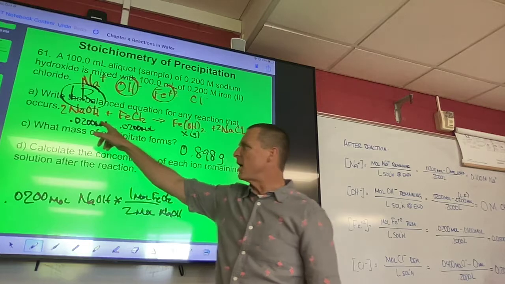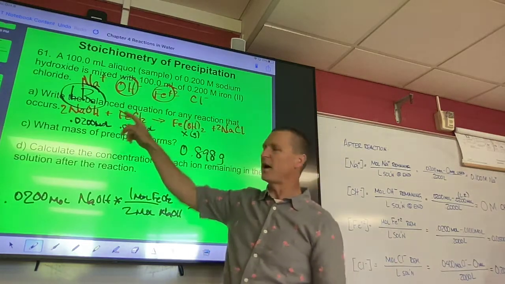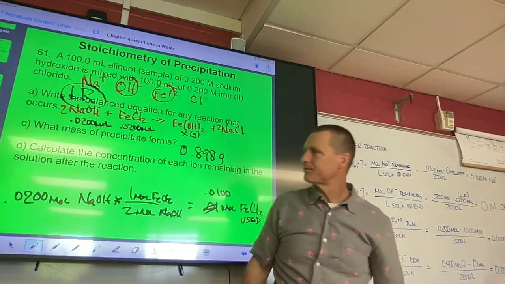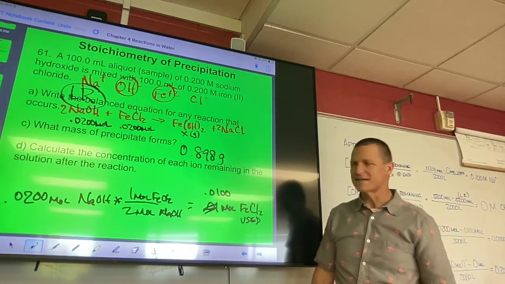The hydroxide is all gone. It's 0 because it was the limiting reactant. The iron is lower than it would have been because some of it got used. That's how we do those.